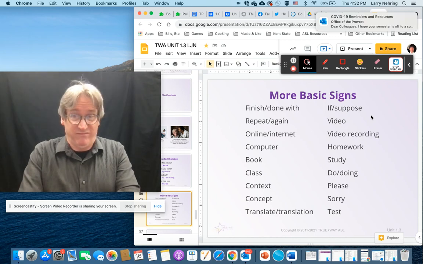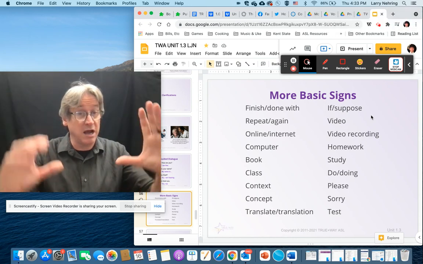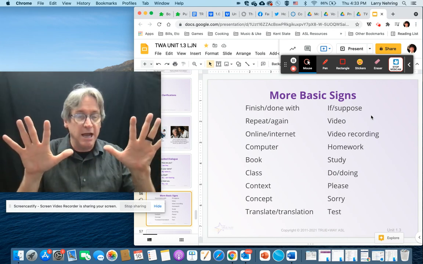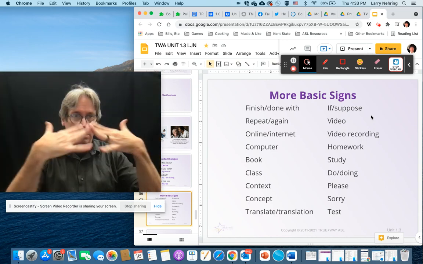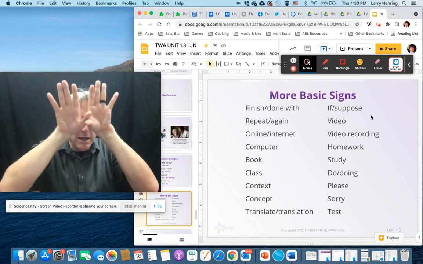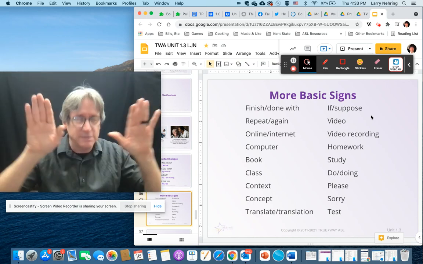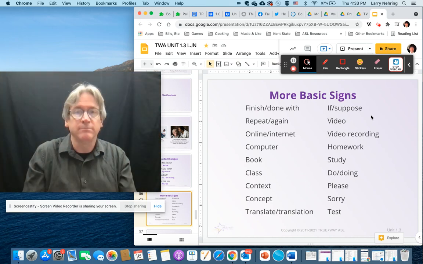Now we get into this list of vocab that will be introduced, but look over these and then you'll see them in the videos. Finish. It's like peekaboo. Finish. You don't want to do it down. It's palm forward. Peekaboo. It's from that movie Pan's Labyrinth, where the guy's got the eyes in his hands. So finish. We know repeat.